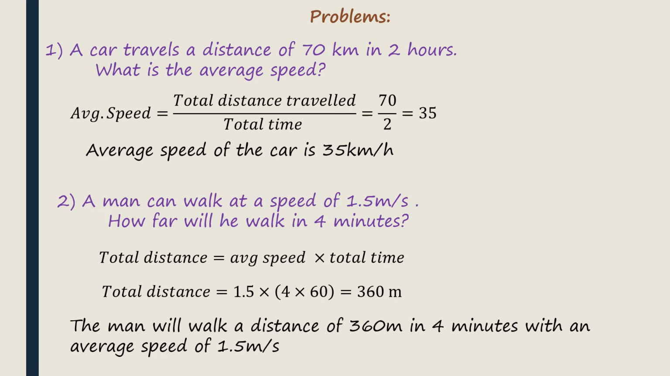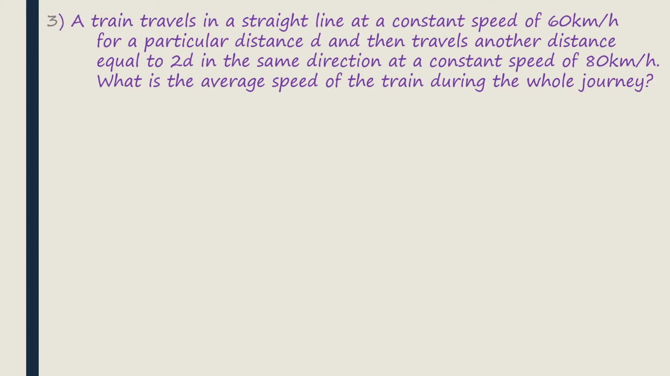Okay, so let us do a third one, which will be a bit lengthy and a complex one. Okay, and we'll be able to understand the concept of average speed very clearly. So a train travels in a straight line at a constant speed of 60 kilometers per hour for a particular distance d, and then travels another distance equal to 2d in the same direction at a constant speed of 80 kilometers per hour. What is the average speed of the train during the whole journey?